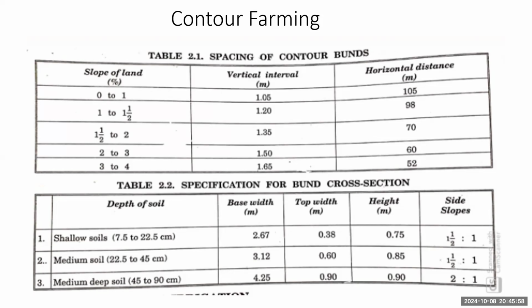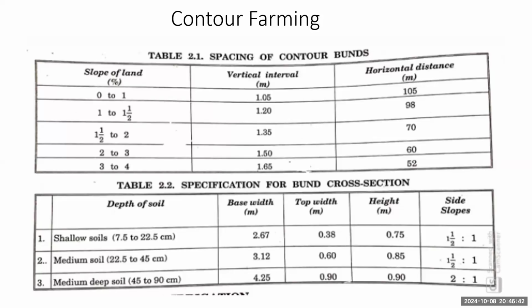Now, to decide the dimensions of the bund, the second table is useful, based on the depth of soil available. These particular dimensions are given for the contour bunds. If the depth of soil is shallow, between 7.5 centimeters and 22.5 centimeters, the base width of the bund may be taken as 2.67 meter, top width 0.38 meter, and height 0.75 meter, and side slopes should be kept as 1.5:1.